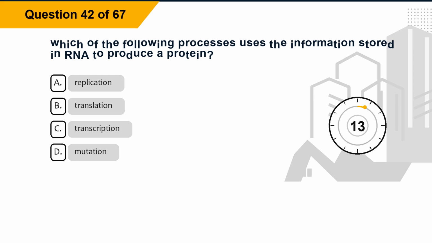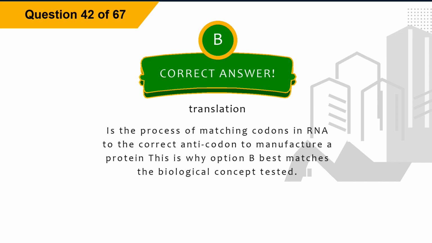Question 42. Which of the following processes uses the information stored in RNA to produce a protein? Option A, replication. Option B, translation. Option C, transcription. Option D, mutation. The correct answer is option B, translation. Explanation. Translation is the process of matching codons in RNA to the correct anticodon to manufacture a protein. This is why option B best matches the biological concept tested.